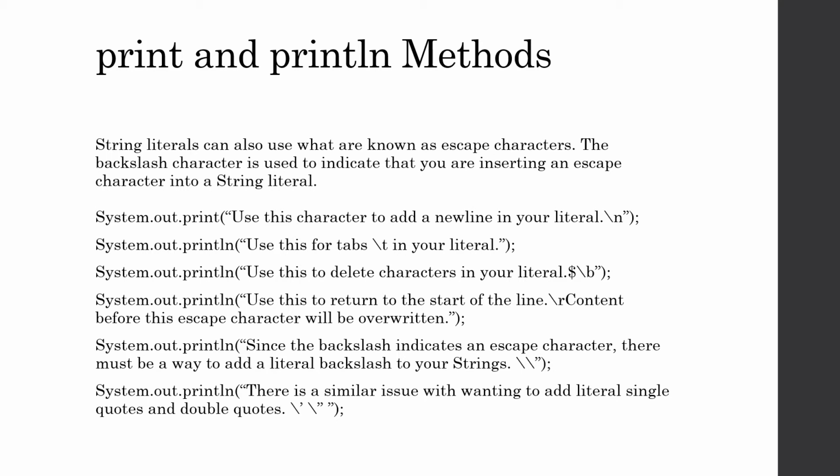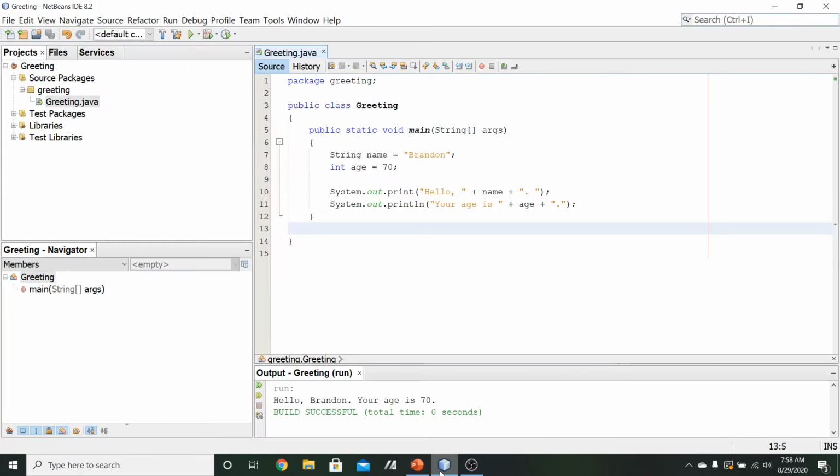If we go through these real quick, the very first one has system.out.print, and we have "use this character to add a new line in your literal", and then you see that backslash n. That backslash n is what's going to add that new line character. So if we go ahead and minimize this, let's take a quick look at that one. Let's say that at the very end of this system.out.print, instead of a space right here, let's remove that and put a backslash and an n.